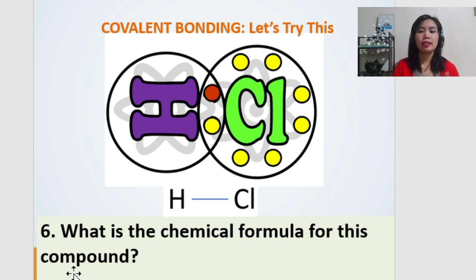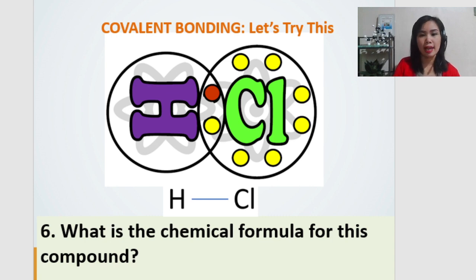Next. So, what is now the chemical formula for this compound? If you observe the Lewis electron dot symbol, you check the number of electrons that are shared, how the electrons are shared. So how many are shared between these two? If two, it is just a single bond. Later, I will show you the types of bonds of covalent bond.